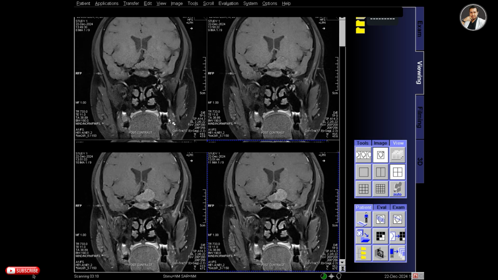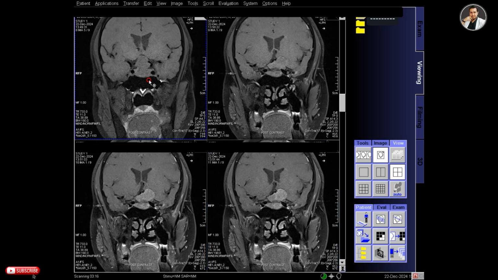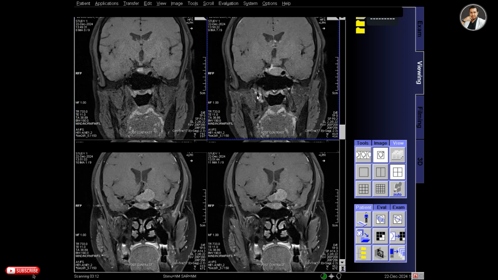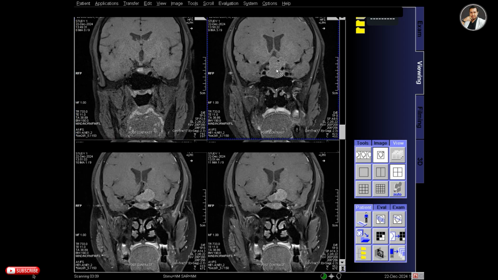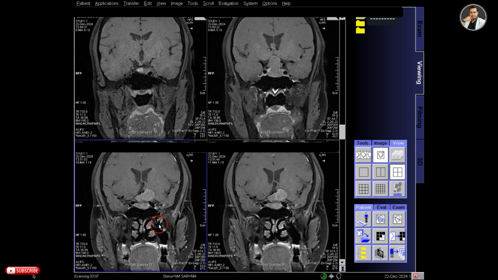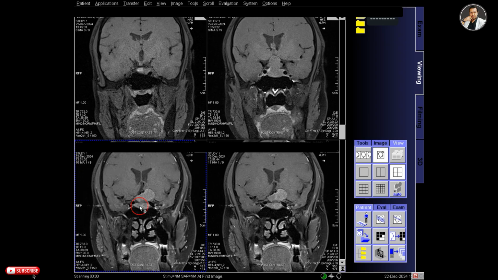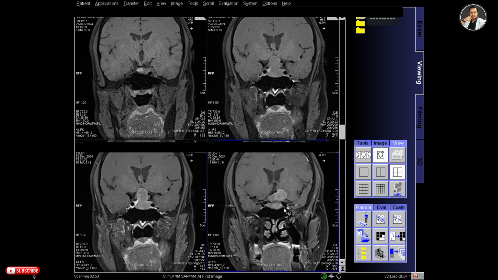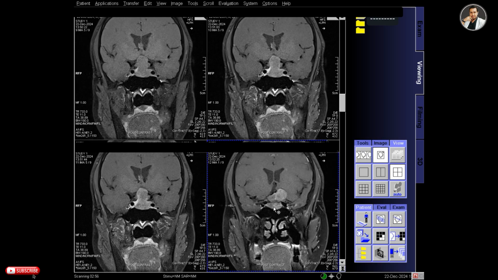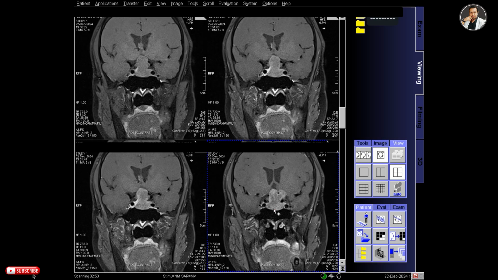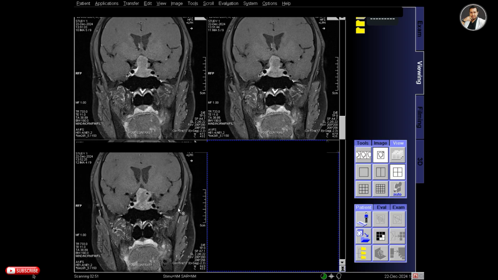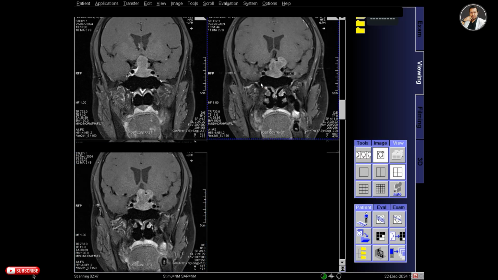So let's check the dynamic sequences. This is the first scan, the non-contrast scan from the dynamic, and this is the second scan just after the contrast is injected. Then the third phase of the dynamic scan, then the fourth phase of the dynamic scan. You can see that T1 is enhancing with the contrast. And this is the fifth scan of the dynamic.